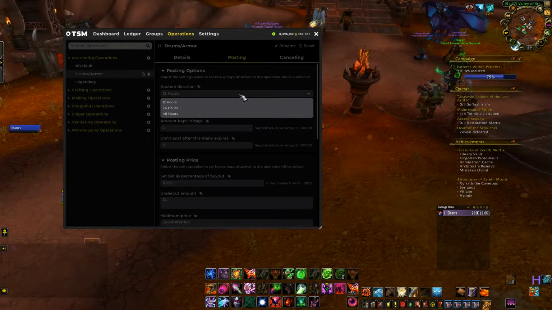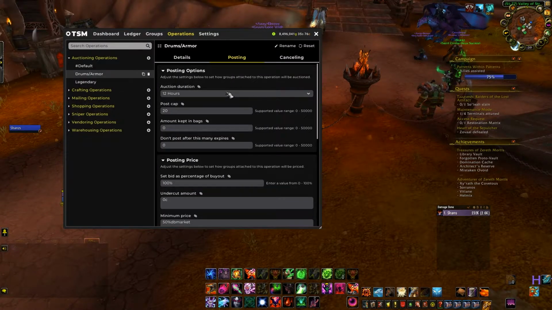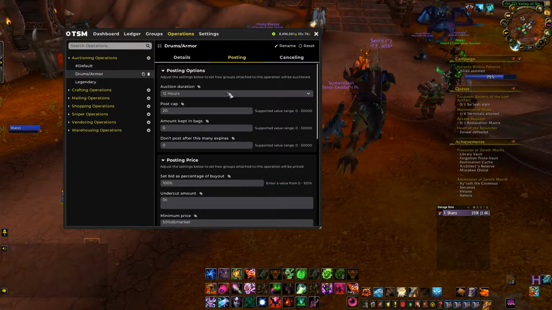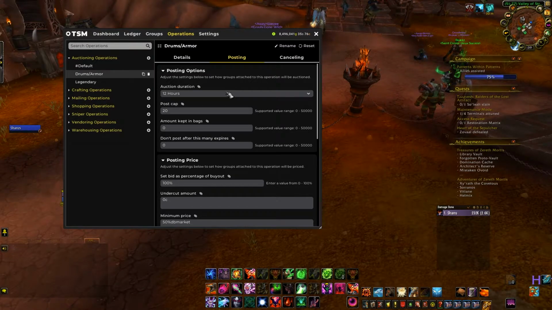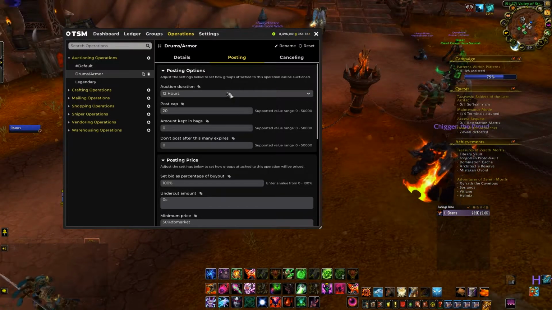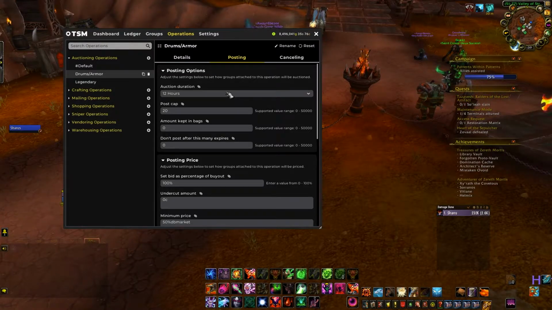Those are the WoW durations. For legendary items and most of the stuff I sell, this really doesn't matter. I generally keep it at 12. This might be something you put at 48 if you're selling mounts or rare pets, things like that, because those usually don't sell right away. Sometimes you don't have any competition, so you're not canceling and reposting them. You might keep them up for the full 48. So pick whichever one is best for you.